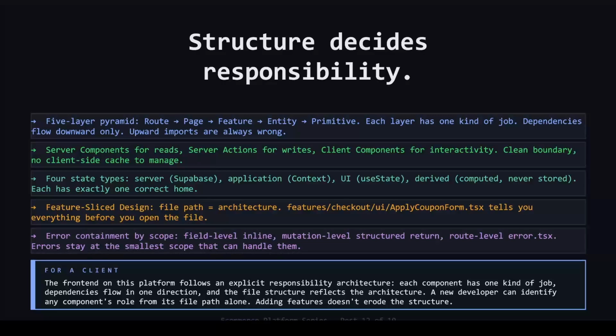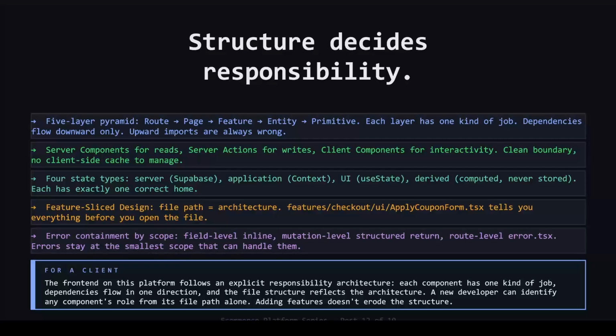4 state types: server state in Supabase and server components, application state in context, UI state in useState, derived state computed on demand and never stored. Each has exactly one correct home. Feature slice design. The file path is the architecture. File path names tell you everything before you open the file. Error containment by scope. Field level inline. Mutation level structured return. Route level error.tsx. Errors stay at the smallest scope that can handle them.